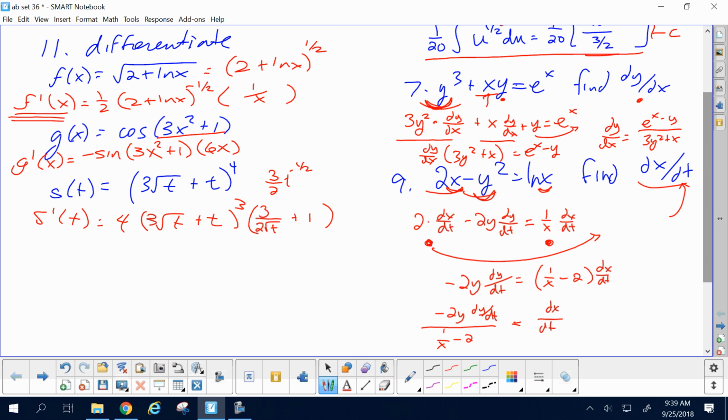Pause real quick and notice how I wrote this, okay? I know it feels like dy dt is a fraction and it would be tempting to write it this way.